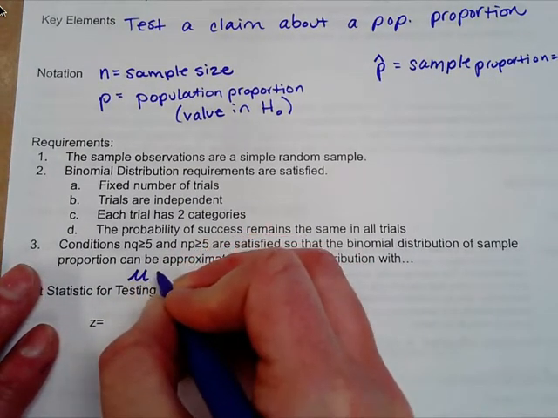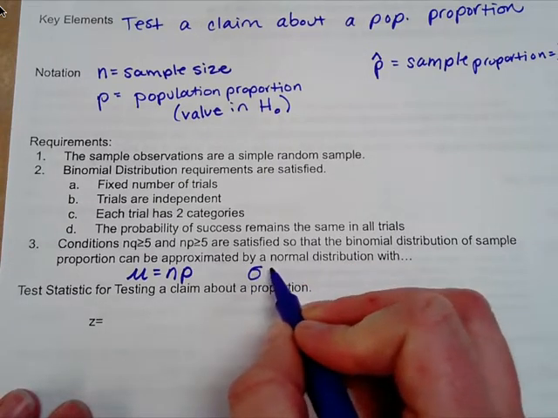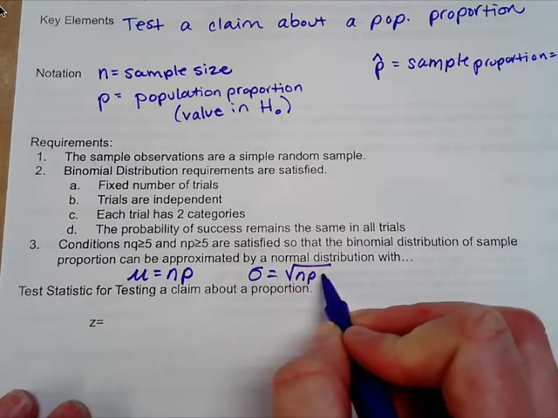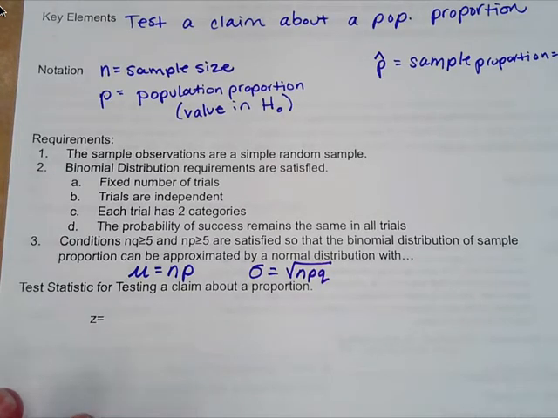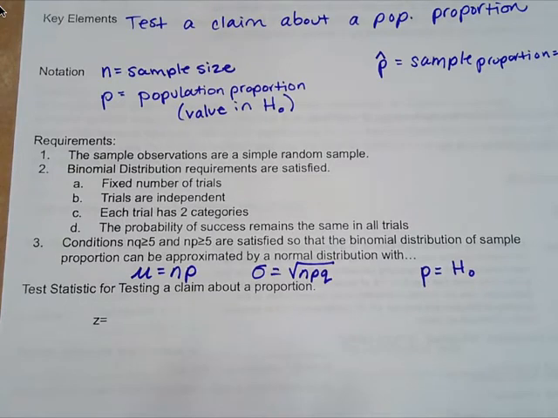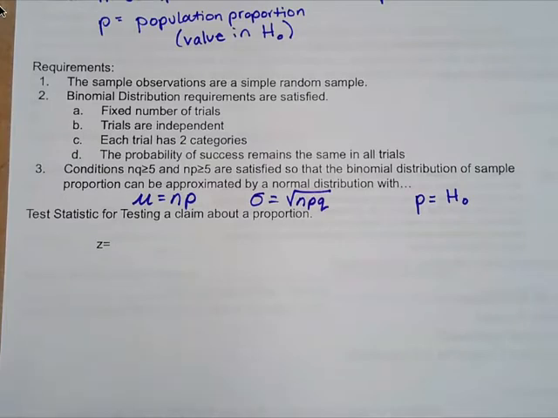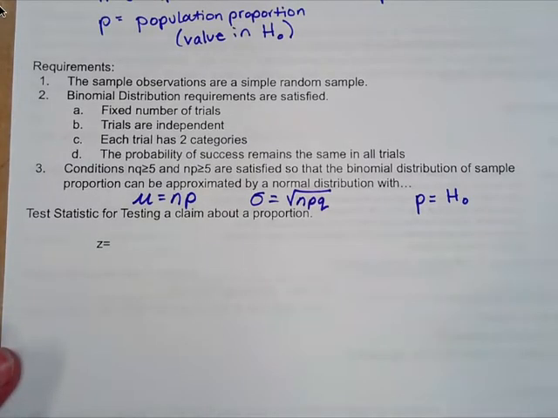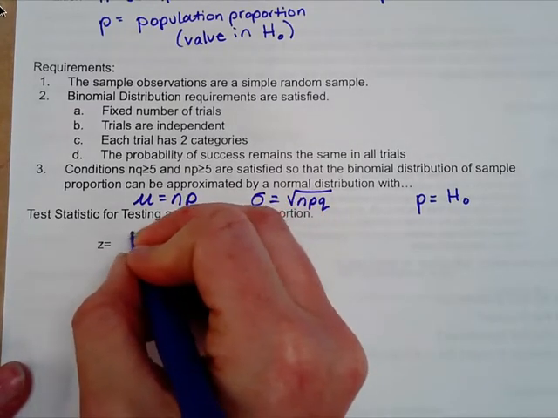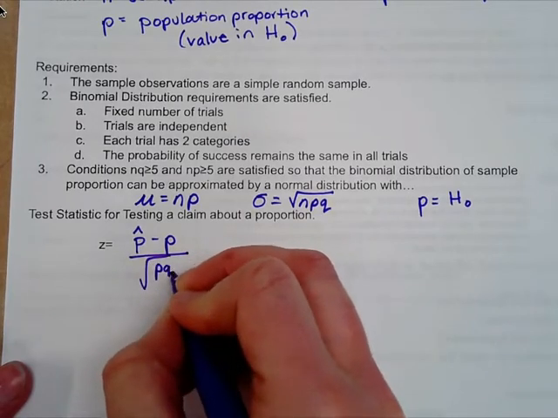Mu, which is our mean, is always found by doing N times P. And then our standard deviation is found by doing the square root of N times P times Q. And again, P is found from your H0, population proportion. Z is the test statistic that we are going to look at. We are going to find that by doing P hat minus P divided by the square root of P times Q over N.